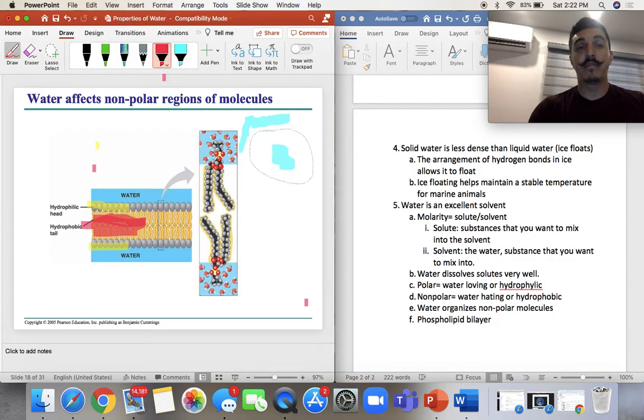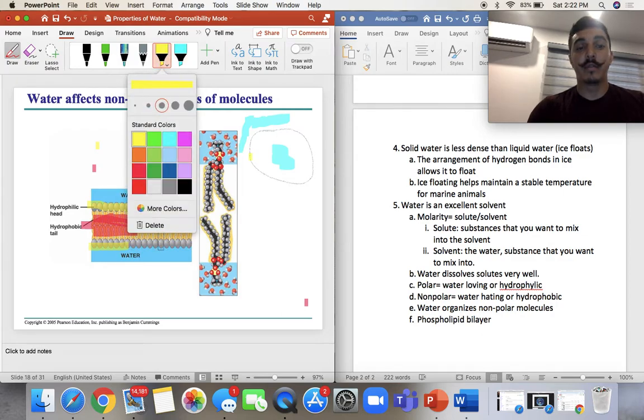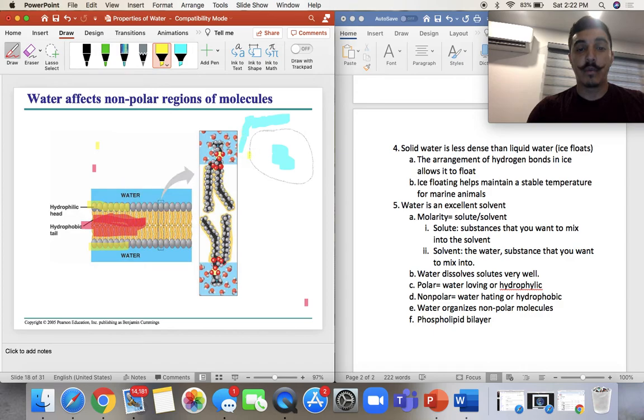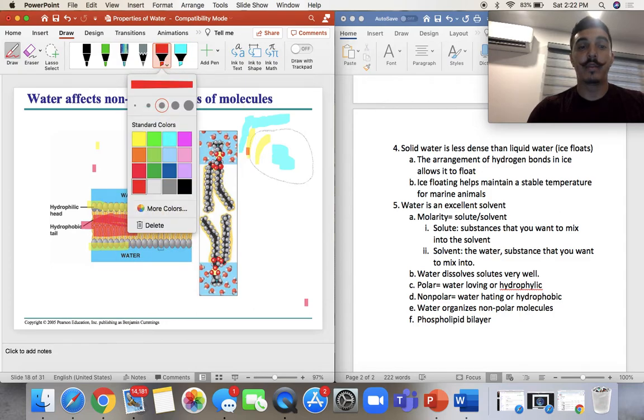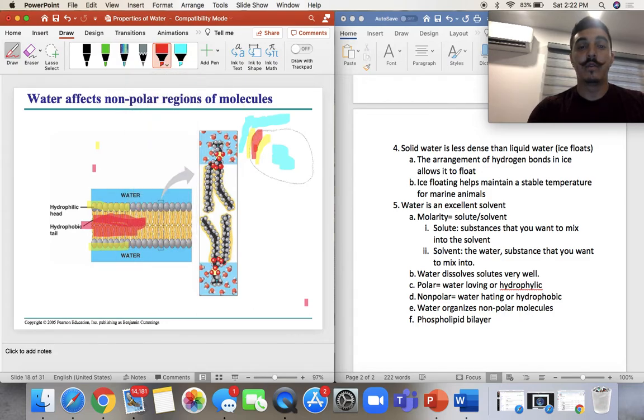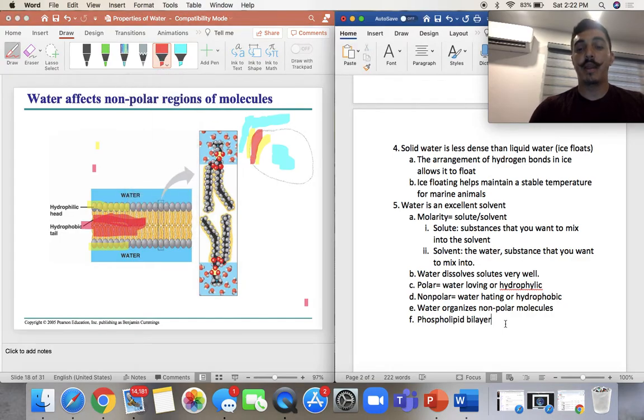So you're going to have some, let's see, make this little drawing a little better. So you're going to have some polar heads outside, polar heads inside as well, and then you're going to have these nonpolar regions in the middle, and that's a phospholipid bilayer. Okay, and we'll see this a lot in organic chemistry and inorganic chemistry, and you see it a lot when we talk about cells, but this is a big characteristic of these membranes and these cell membranes.